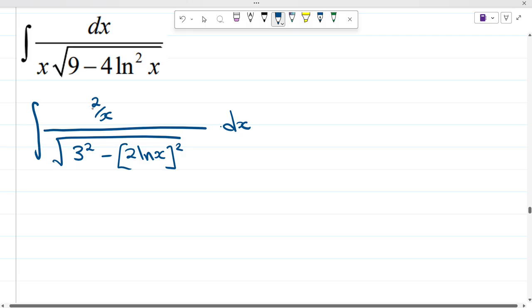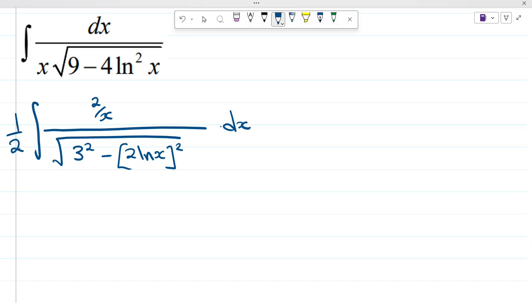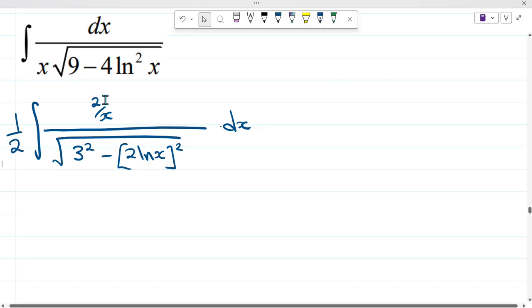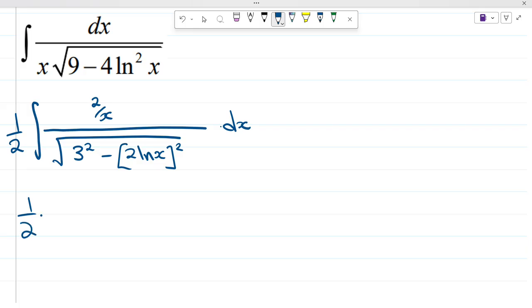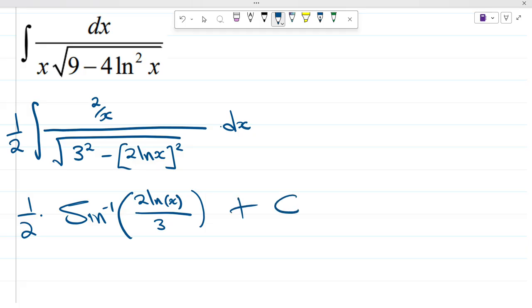But since I didn't have the 2, I just cooked it. I need to cancel out the 2 by multiplying by 1 over 2. Now, since I have the derivative of this, and this is in the format of sine inverse, I can take the 1 over 2 to my answer and say this is equivalent to the sine inverse of 2 ln of x divided by a, which is 3, plus c, and that's just it.